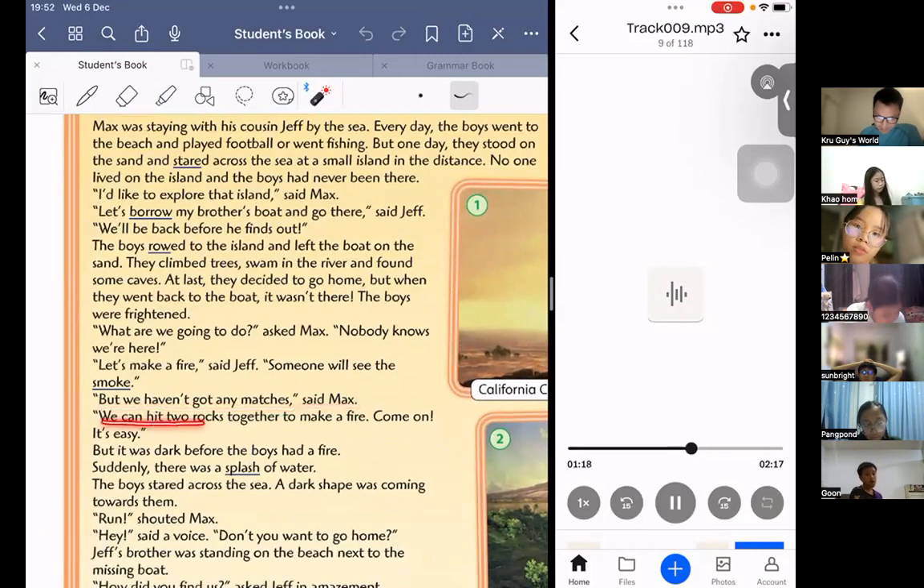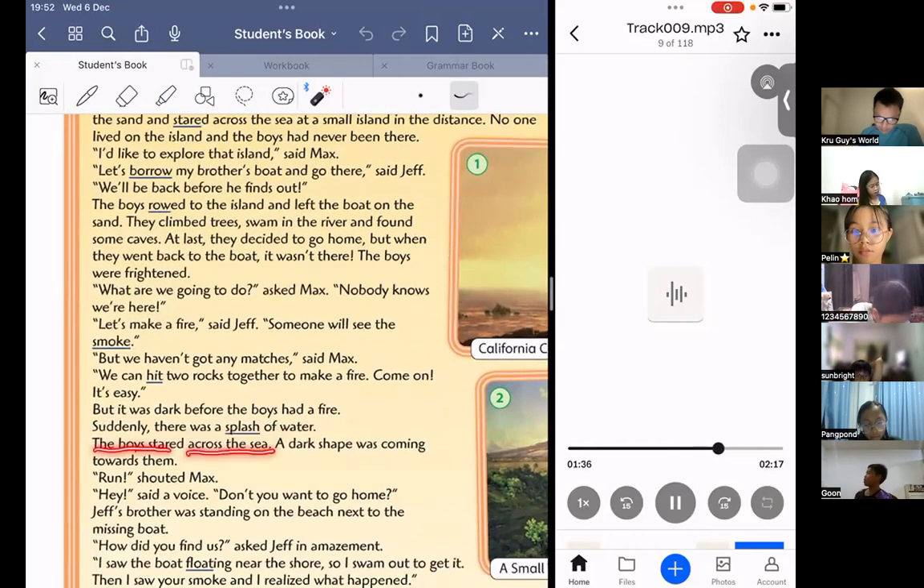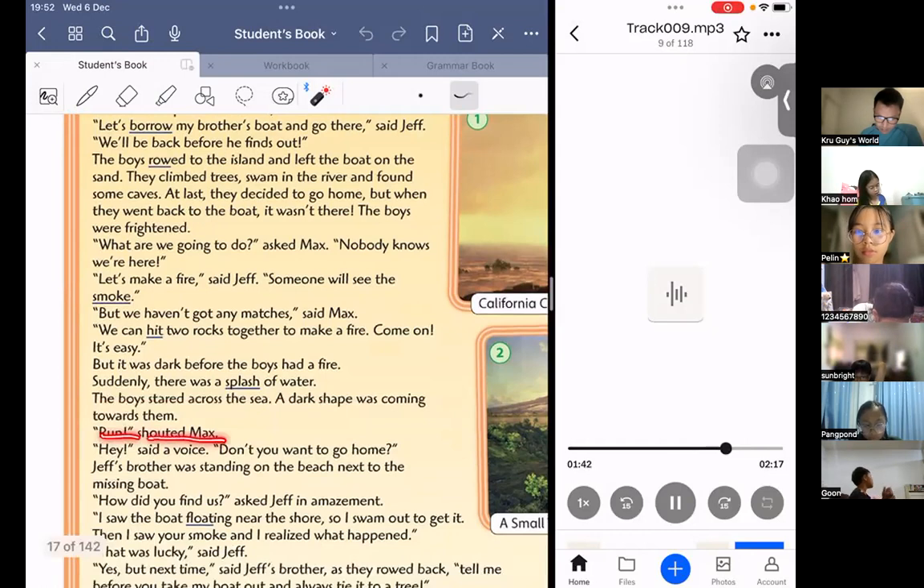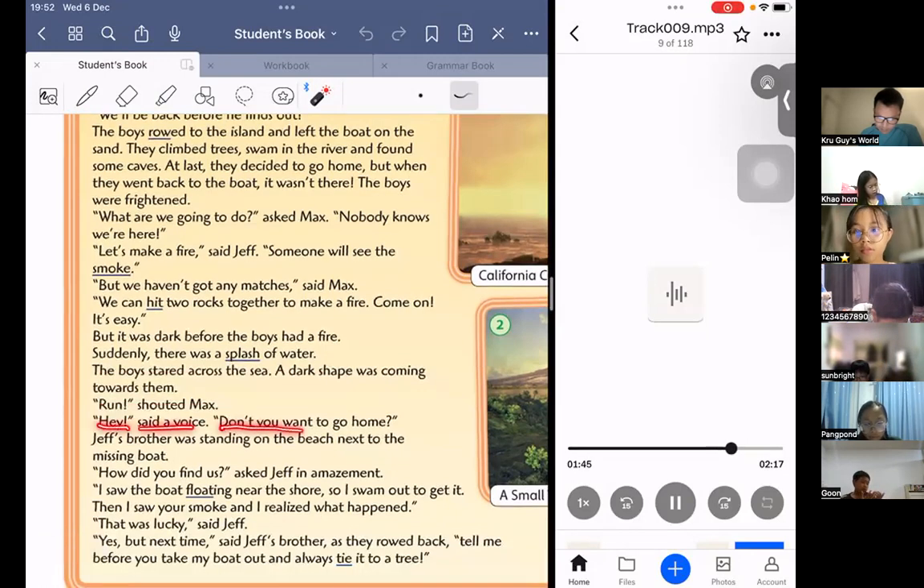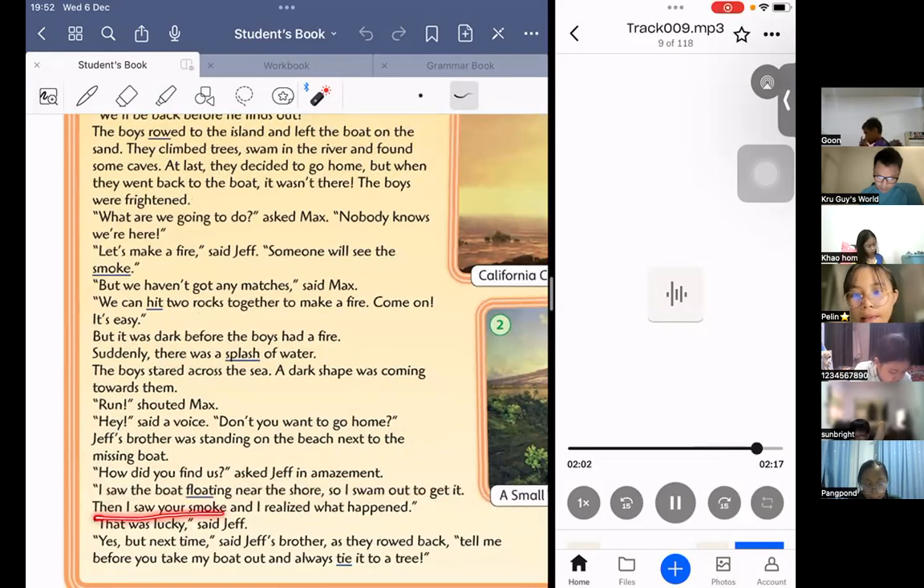But it was dark before the boys had a fire. Suddenly, there was a splash of water. The boys stared across the sea. A dark shape was coming towards them. "Run!" shouted Max. "Hey!" said a voice. "Don't you want to go home?" Jeff's brother was standing on the beach next to the missing boat. "How did you find us?" asked Jeff in amazement. "I saw the boat floating near the shore, so I swam out to get it. Then I saw your smoke, and I realized what happened." "That was lucky," said Jeff. "Yes, but next time," said Jeff's brother as they rowed back, "tell me before you take my boat out, and always tie it to a tree."